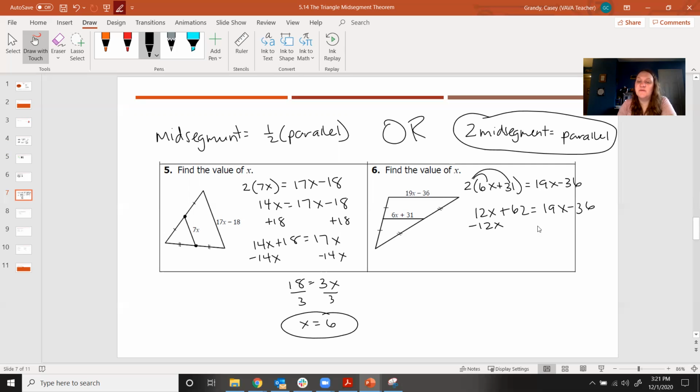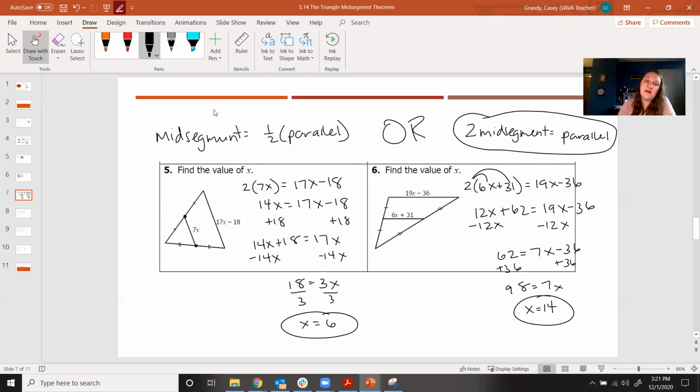And now we're solving for x. I'm going to subtract 12x from both sides. Add 36 to both sides. And divide both sides by 7. So the answer is 14. You can check your work on either one of these.